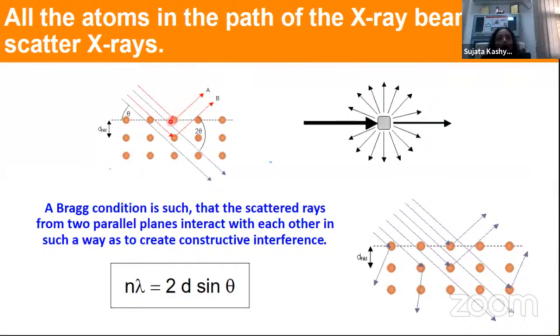You can see here, this is the scattered ray, and this is again a scattered ray, and the two scattered rays from two planes interact with each other in such a way as to create constructive interference. There are two types of interference, constructive and destructive. In constructive interference, the waves are in phase; in destructive interference, the two waves are out of phase. So in Bragg's condition, the two scattered rays from two different planes must create constructive interference. Only then can they diffract.